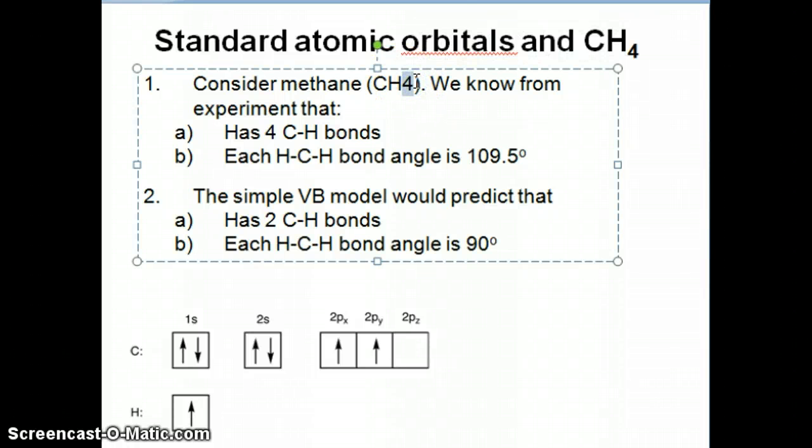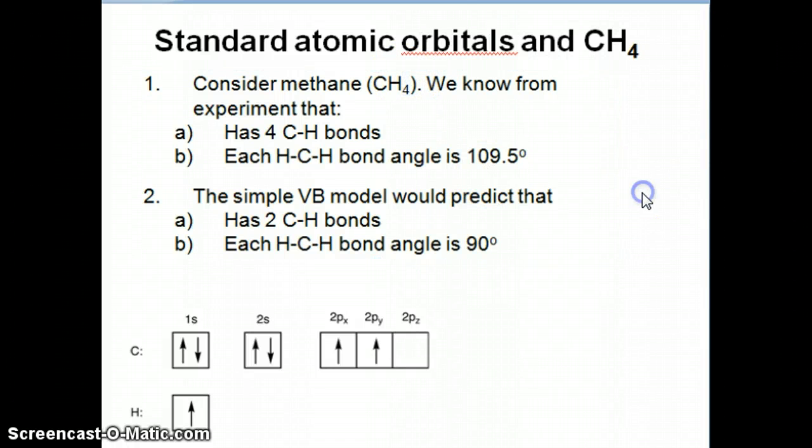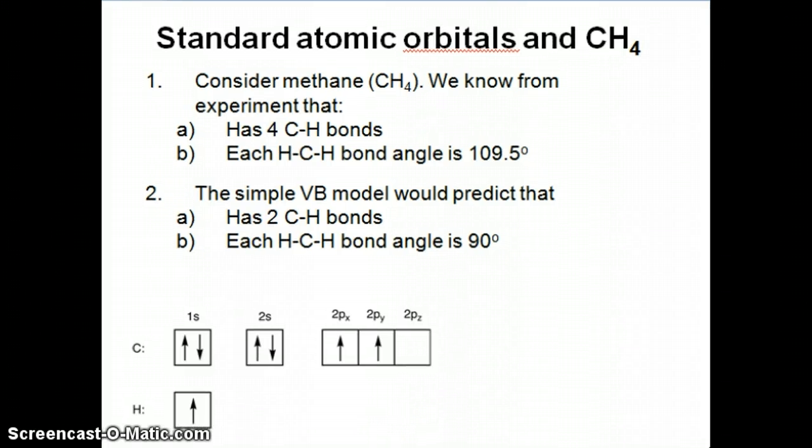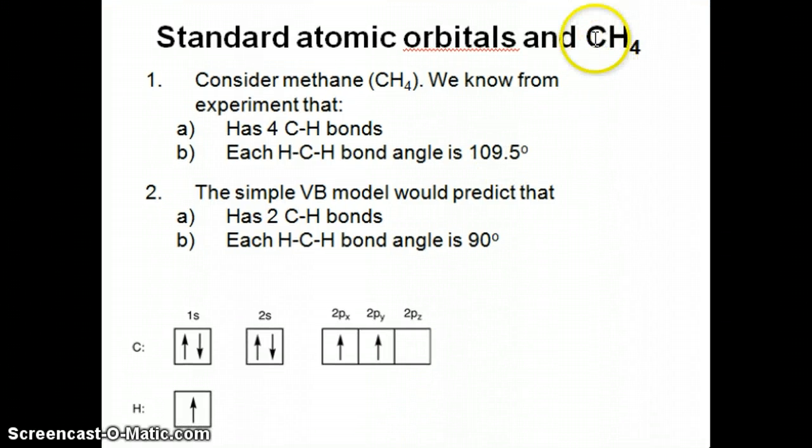So we talked about methane throughout the semester in various contexts. Now we're going to mention it in the context of the valence bond model. If you look at methane, we know that methane has a formula CH4, which means there are 4 CH bonds in the molecule.